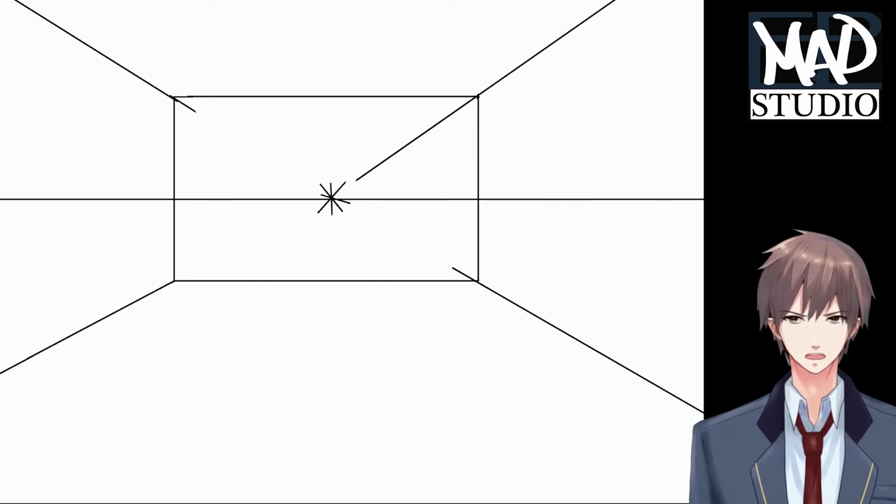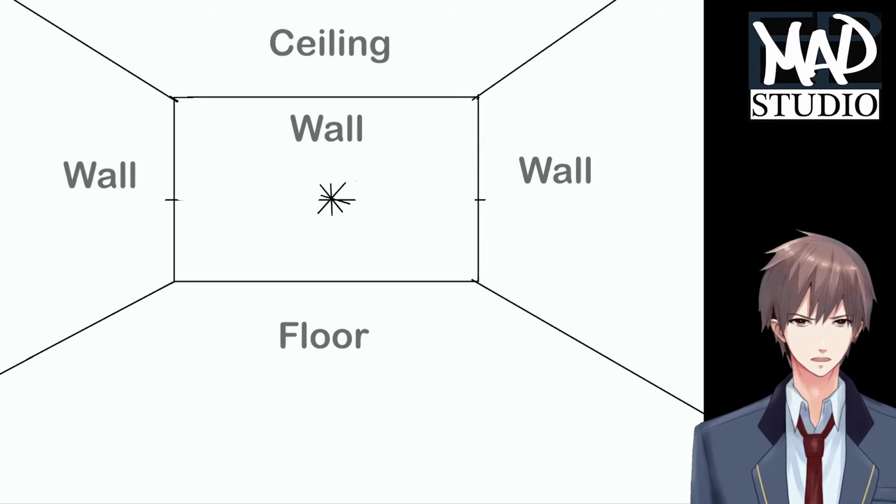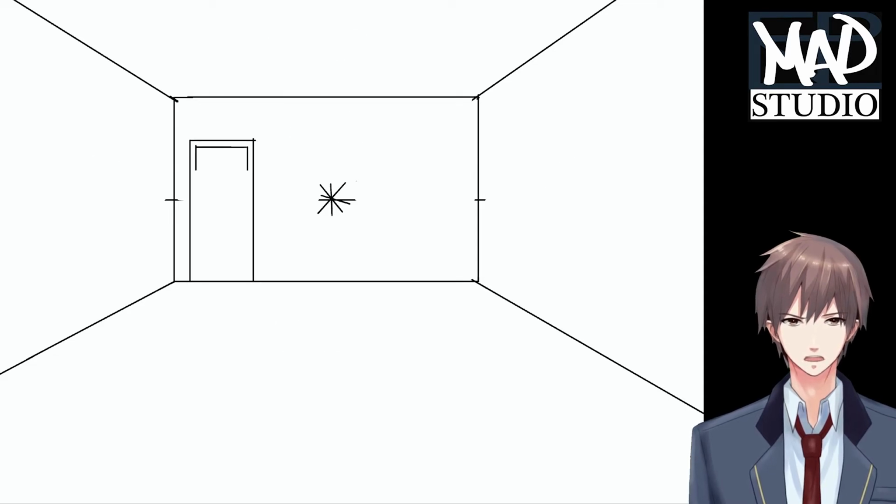Erase the horizon line in the middle, but keep a little bit of it on the side so you can figure out what is top and bottom. After you are done, you just created 3 walls, a ceiling, and a floor. On your middle wall, most of your objects will be flat and they won't get affected by the vanishing point.